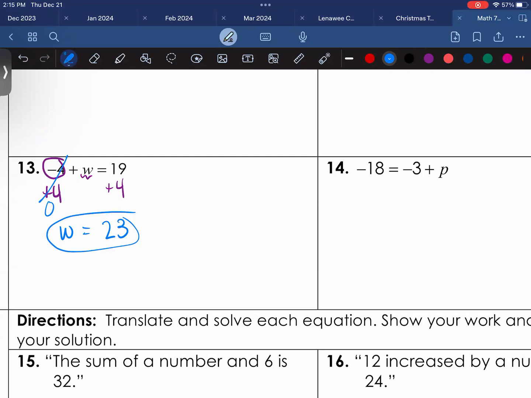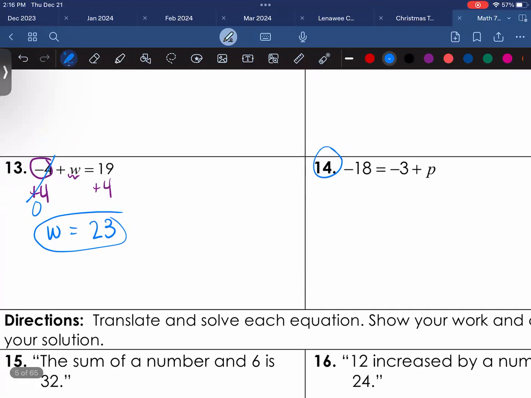Go ahead, pause here and do number 14 on your own. All right, you should have paused the video to solve 14 on your own, and you should have ended up with negative 15 equals p. To get there, all you had to do was add 3 to both sides of your equation.